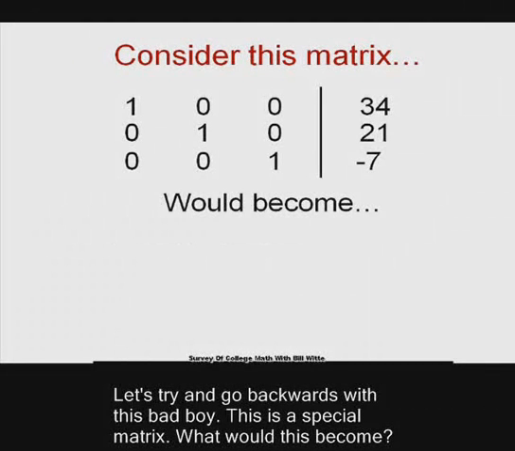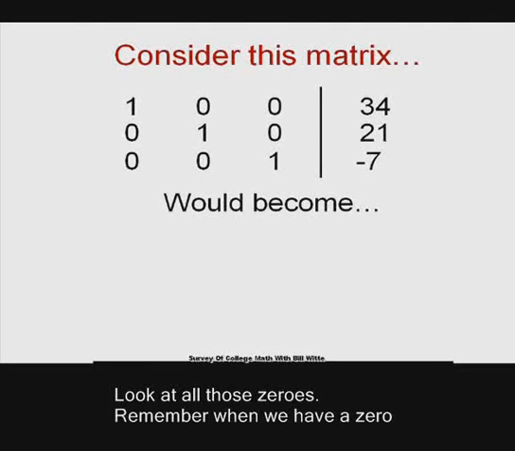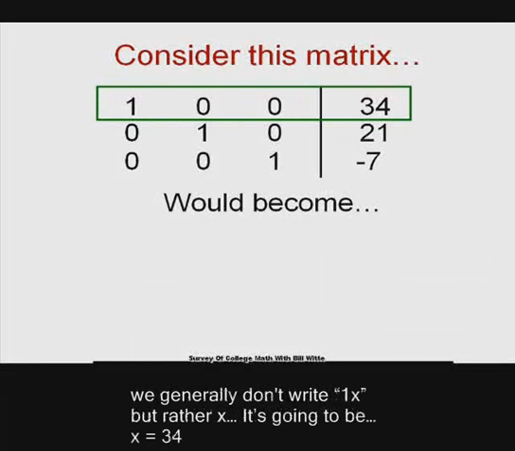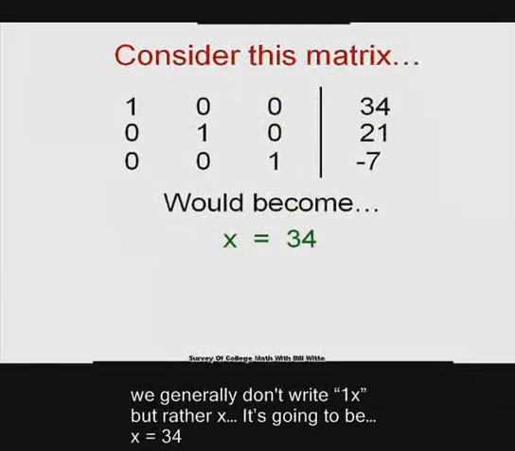What would this become? Look at all those zeros. Okay, remember when they have a 0, we're not going to write the letter with it. So in the first equation, all we're going to have, and we don't write, we're going to say 1x? No, we're just going to say x. It's going to be x is 34. And you're going to know what x is.